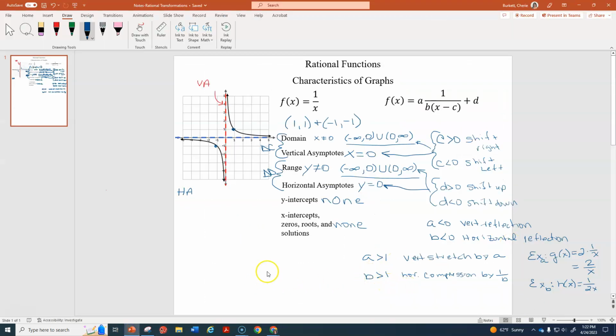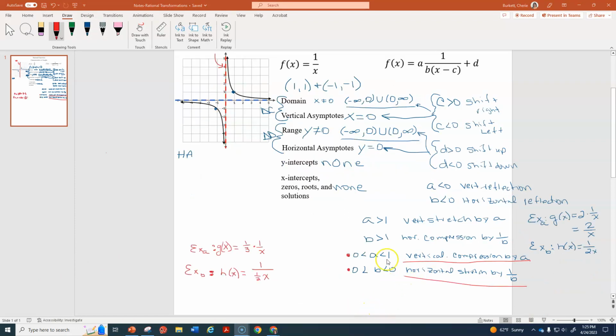So what happens when a is a fraction? When a is a fraction, you get a vertical compression by a factor of a, and when b is a fraction, you get a horizontal stretch by a factor of 1 over b. It's the same transformation description that we used with square roots and cube roots. Here's an example of having an a that's a fraction, and here's an example of having a b with a fraction. We're going to jump over to Desmos and see the vertical compression and the horizontal stretch.